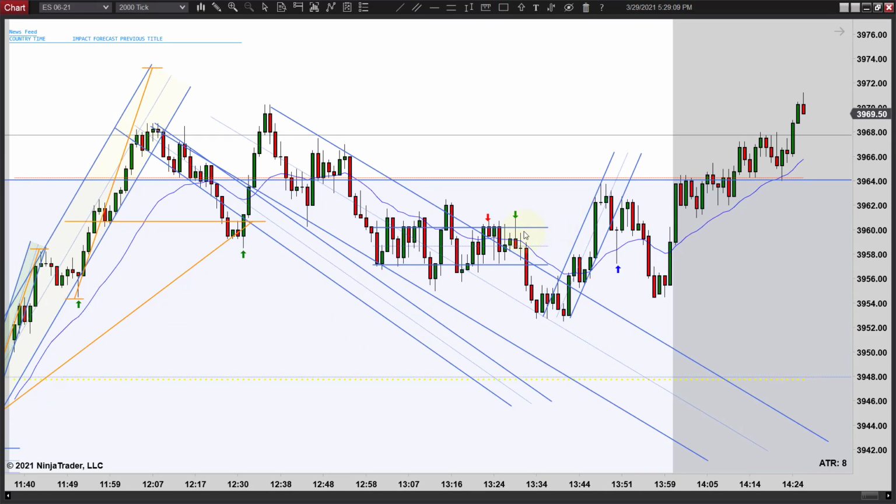Then you get a lower high here as well. The problem is there's not a lot of room left, but we're probably going to try to make a new low, and the bias is down.